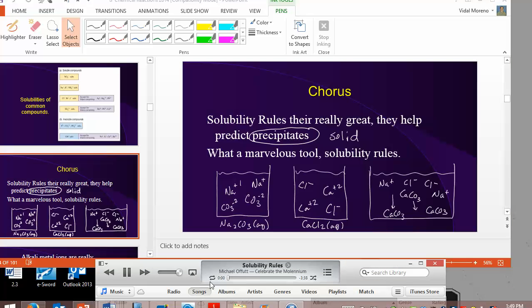Solubility rules. Solubility rules, they're really great. They help predict precipitate.